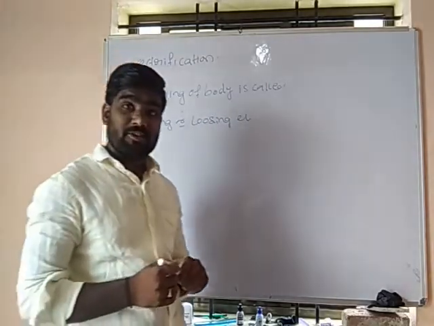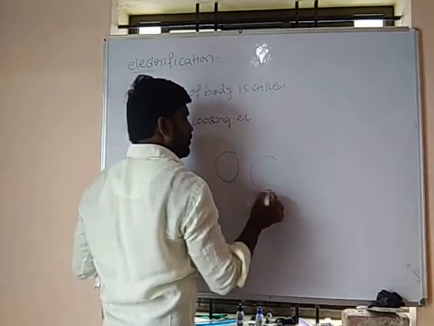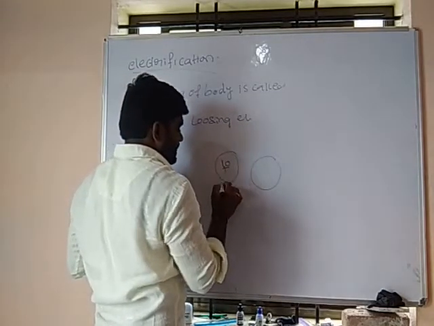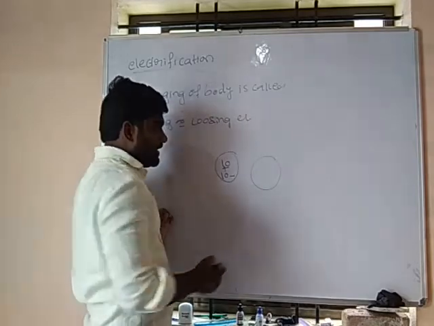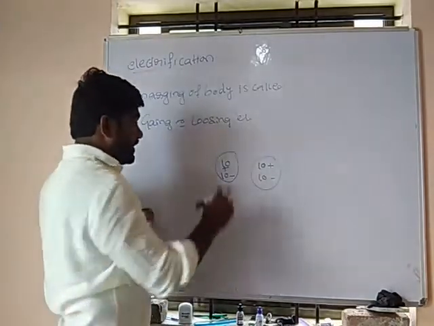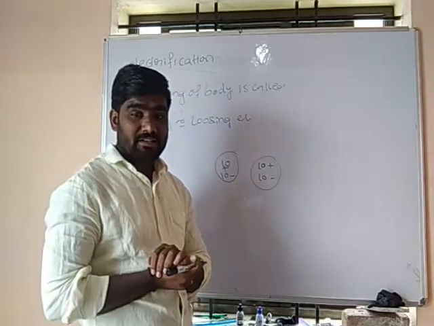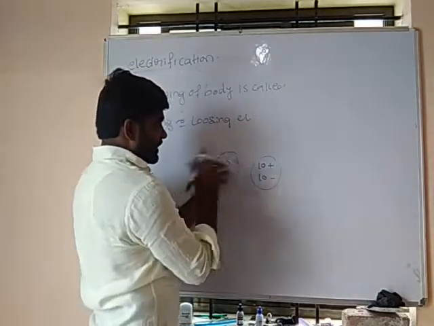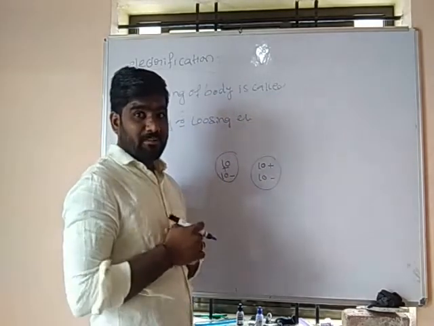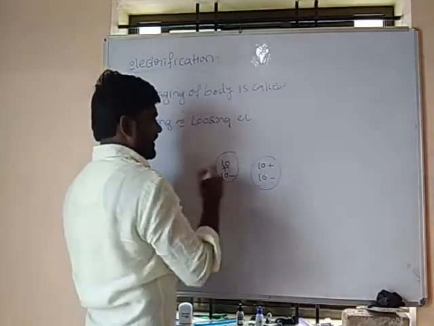Then what is charging of a body? See, I am giving an example. Here there are two bodies, both having 10 positive and 10 negative charges. These two have the same charges. Then what is electrification? Electrification means when these two bodies are rubbed against each other, transfer of electrons takes place.